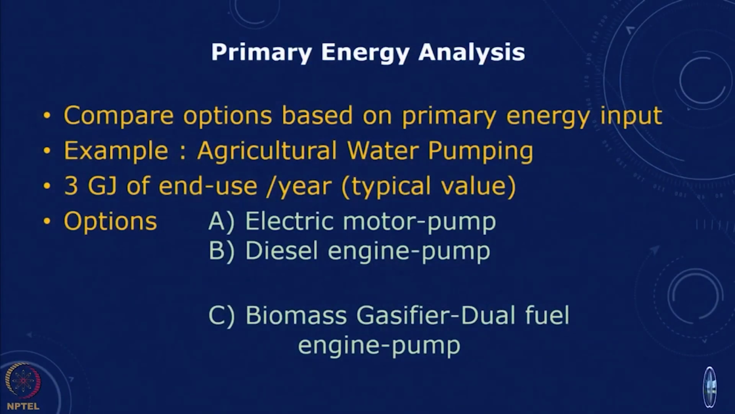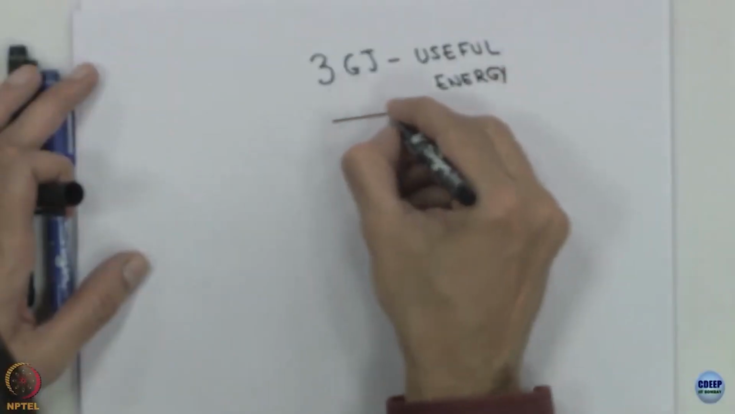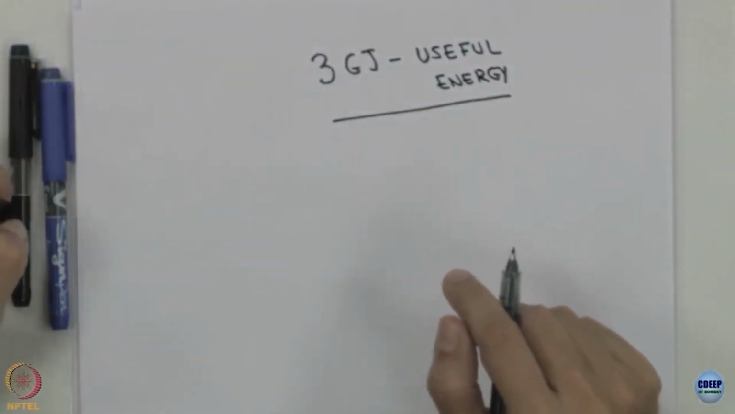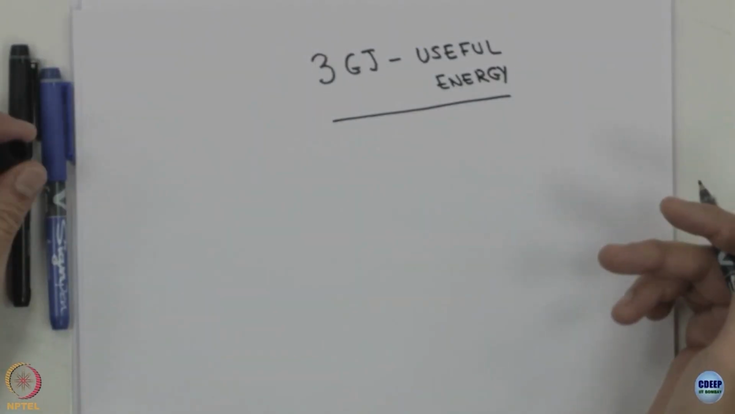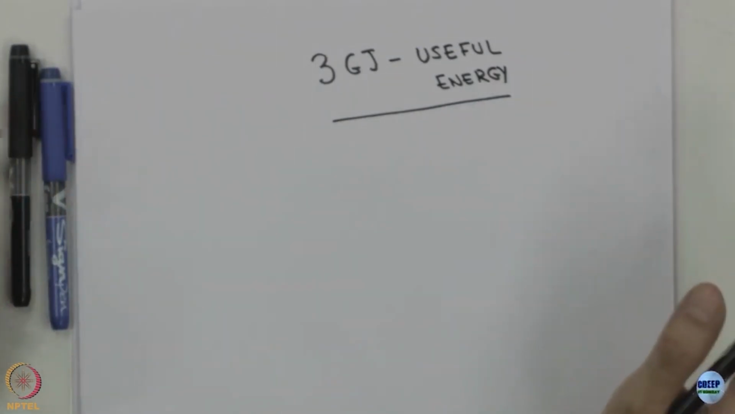So this is given: 3 gigajoules of final useful energy, and we want to see what will be the primary energy requirement in 3 cases. You could also do a similar thing for solar, but we are not doing that here. The first one is electric motor pump. The second, B, is diesel engine pump, and C is the biomass gasifier dual fuel engine pump.